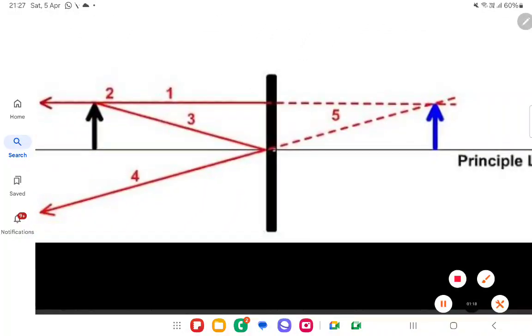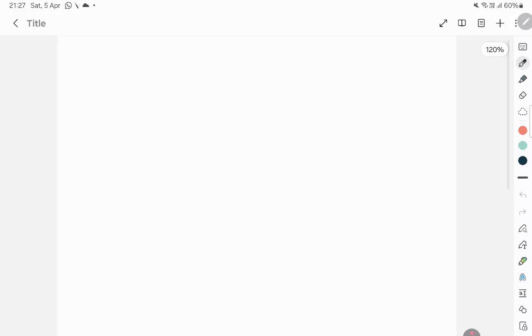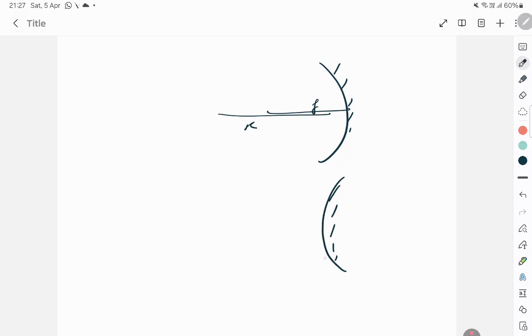Second question is this. A convex mirror of focal length 20 cm. A concave mirror is like this. Its focal length will be negative, its radius of curvature will be negative. A convex lens will be like this. Its focal length will be positive, and radius is also positive to the right. Anything to the right is positive, anything to the left of the pole is negative.